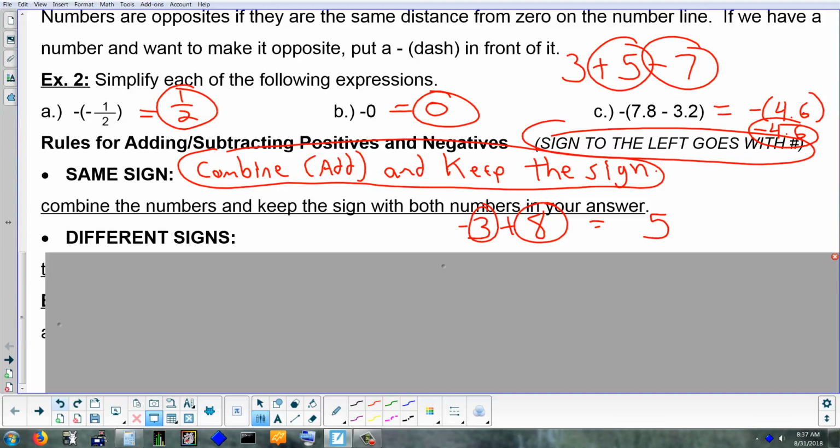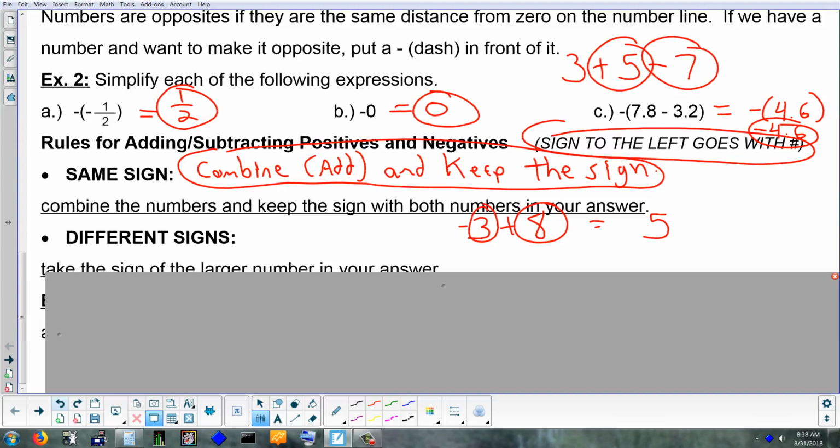All right? So the rule for this would be this. You're going to take the sign of the larger number in your answer. Again, make sure at first, ignore the signs. You want to take the sign of the larger number in your answer. 8 was positive, my answer is positive. If 8 was negative and 3 was positive, my answer would have been negative. So when you have 2 different signs, you always want to take the sign of the larger number.